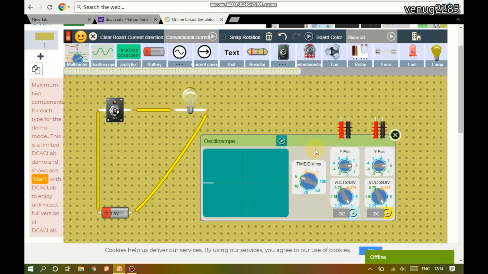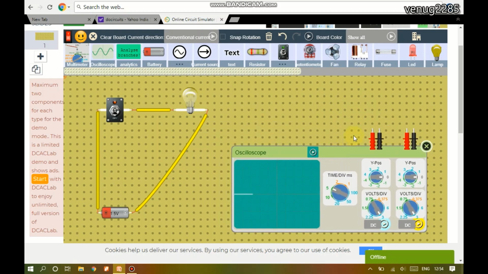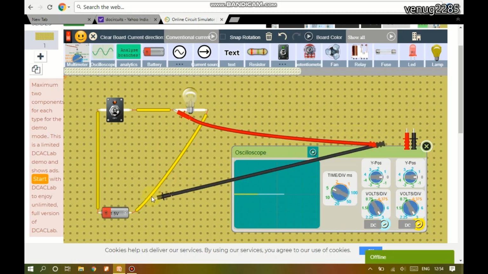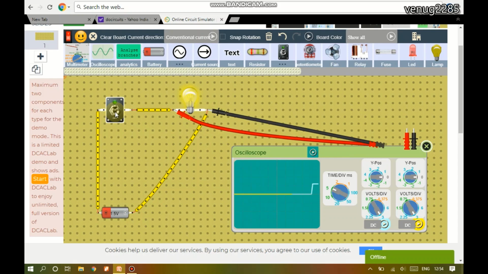In order to find the response of the circuit, I connect one oscilloscope to the circuit, the positive terminal to the battery lamp and the negative terminal to the battery. When we switch on, for a pure resistor, the response may change. Did you see the response? It started from 0 to the corresponding 1.5 volts to the lamp, and this is the transient period and this is the steady state period.